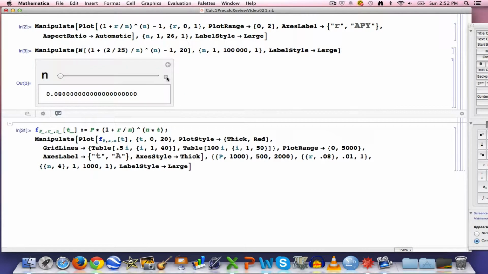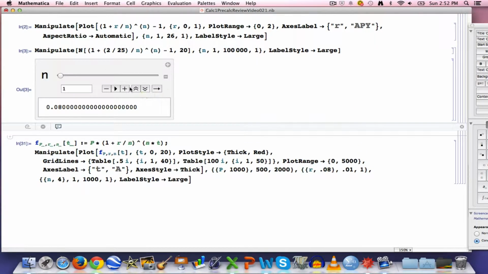And we can see the value of n. When n is 1, it's 8%. That's the APY. This is the APY here. When n is 2, then the APY becomes bigger than 8%, 8.16%. When n is 3, it's 8.215% approximately. As n continues to get bigger and bigger, the APY continues to get bigger and bigger as well, though the effect is small. In a sense, it's diminishing returns.